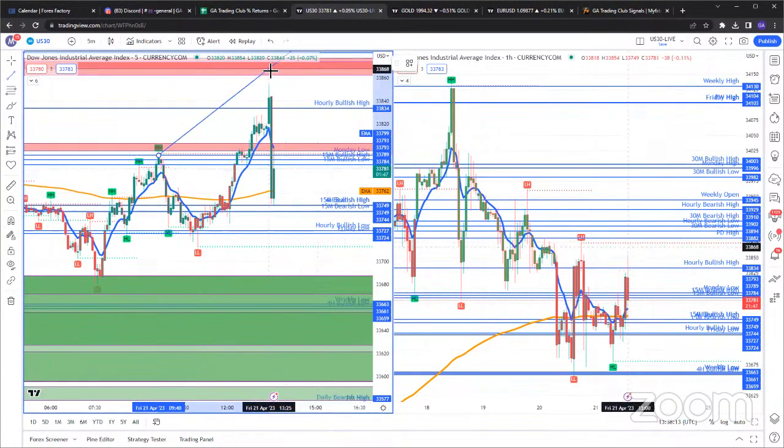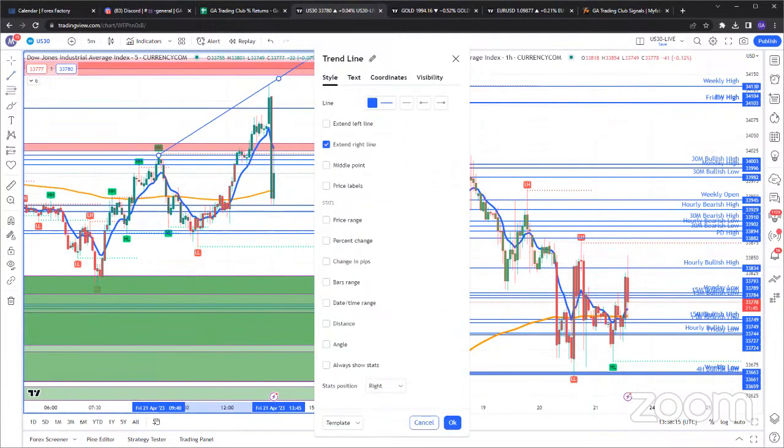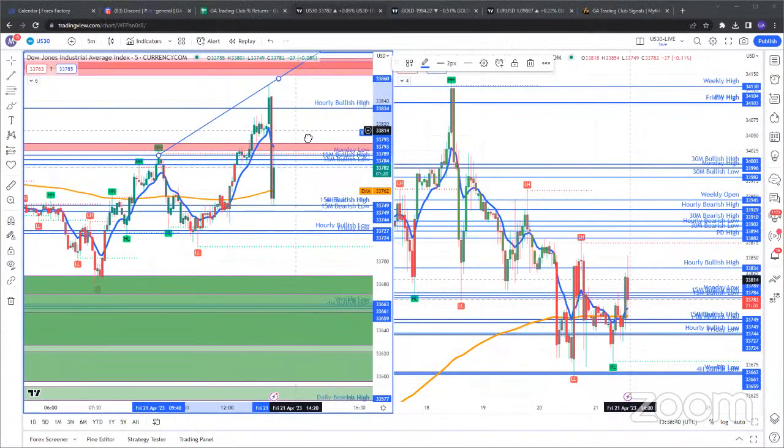So this is a hanging trend line on US30. I don't know why my mouse is lagging. Give me 1 second. Let me reset this. My mouse keeps lagging. Let's try this again. Okay. Hopefully you guys are able to see that.